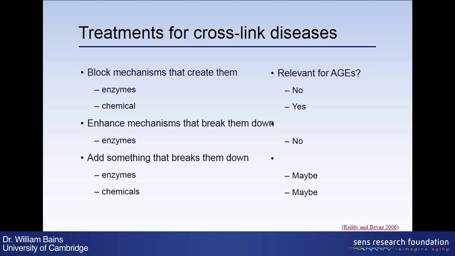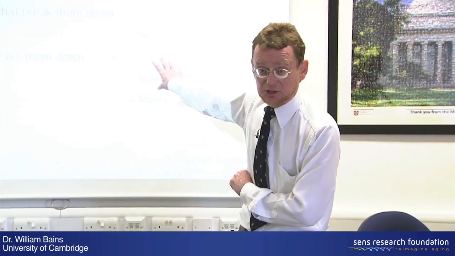We could enhance mechanisms that break them down. This is internal enzyme mechanisms in the body that break down crosslinks, not relevant to advanced glycation end products, because as far as we know, there are no enzymes in our bodies that break down glycation end products. There are some enzymes that break down the first products in that chain of reaction that led to them, called fructosamine 3 kinases.